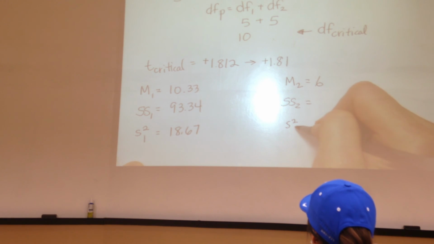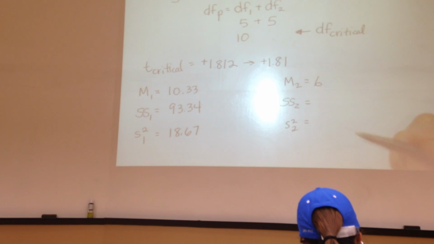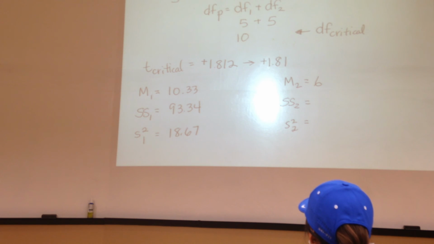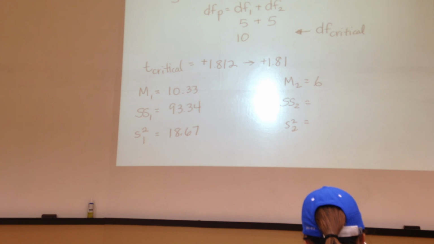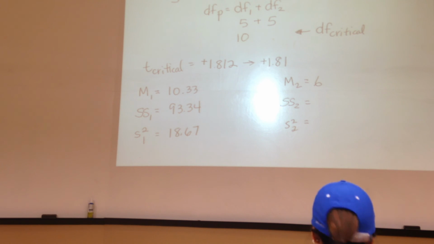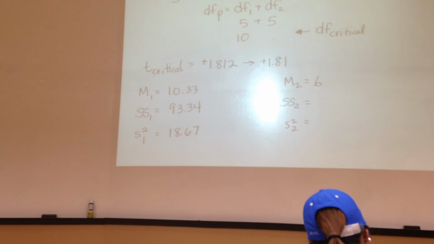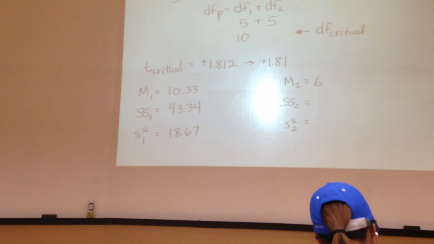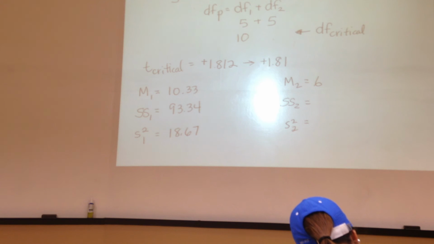So, your mission, should you choose to accept it, is before class next time, calculate the sum of squares and the sample variance for group 2 and come in with that information. If you've already done it because you're super fast, then you're done.